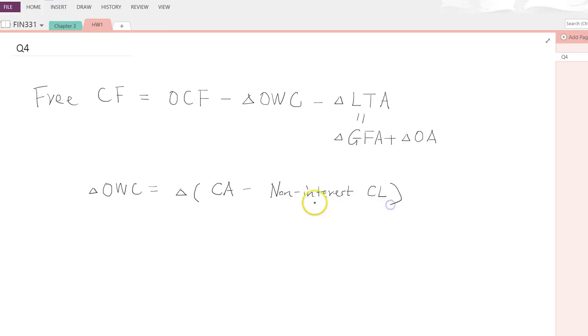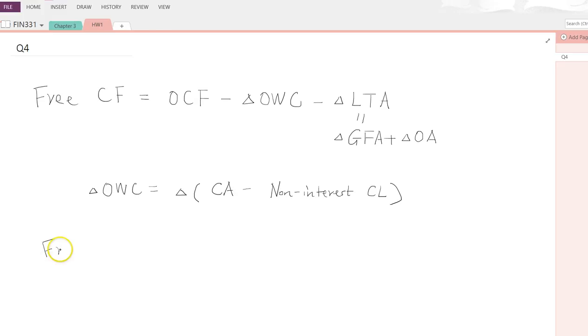And we said in class that this means we simply exclude short-term notes payable from the current liabilities. So if there are three major items of current liabilities: accounts payable, accrued expenses, and short-term notes payable, that means the non-interest bearing portion of current liabilities is the sum of accounts payable and accrued expenses. So that's the change on operating working capital.